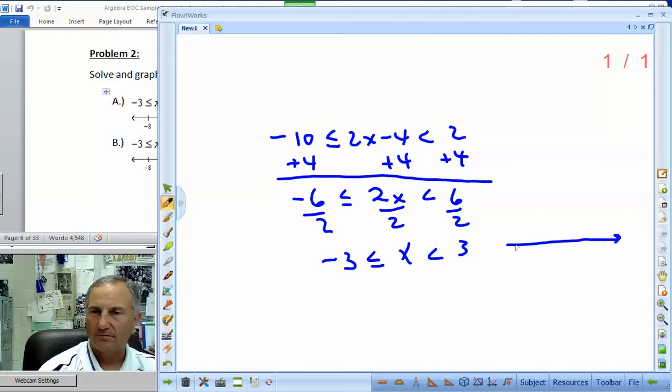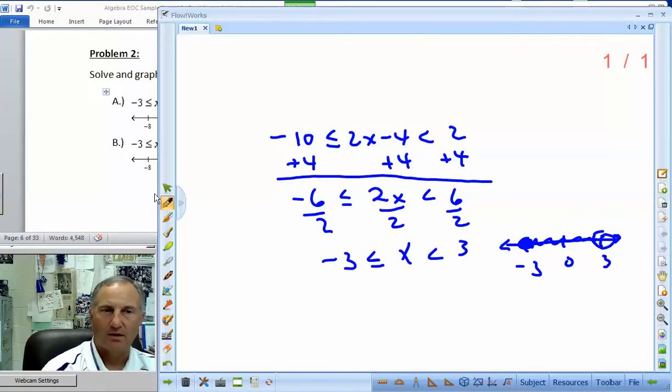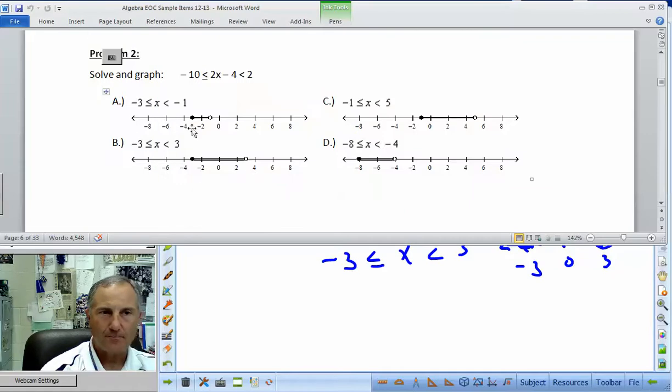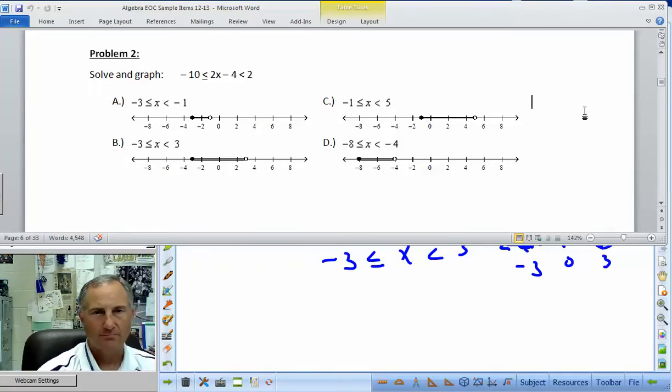Now the graph of this, okay, I'm at negative 3, 0, positive 3. Because I've got an equal sign with my inequality, I'm going to get a dot right here. Because there is no equal, I'm going to get a circle right here. And x is greater than this but less than that, so it's everything in between. And when I come back over here, the only thing that matches that is b. And there you can see there's my solid, and there's my open. Okay, my open circle. So, with that in mind, there we go.